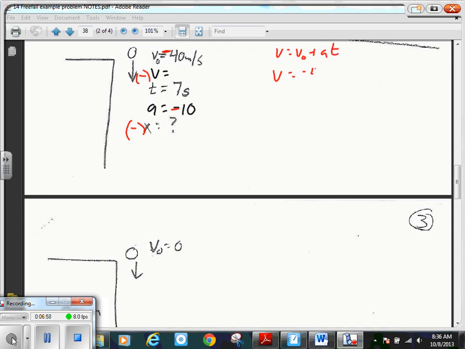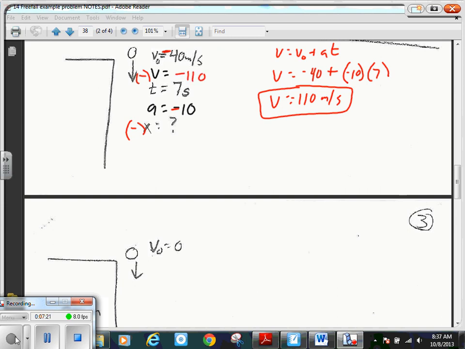Okay, so we can just go v equals v sub naught plus at, then v equals negative 40 plus negative 10 times 7. V then equals 110 meters per second, and that's a negative. Any questions about that? Wait a second here. So I can go ahead and fill that in. I got negative 110 meters per second.